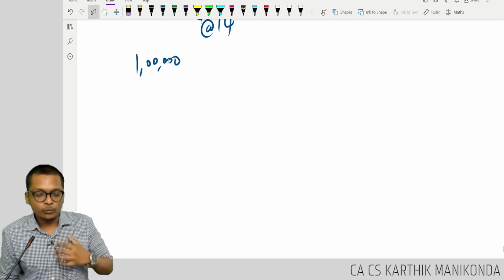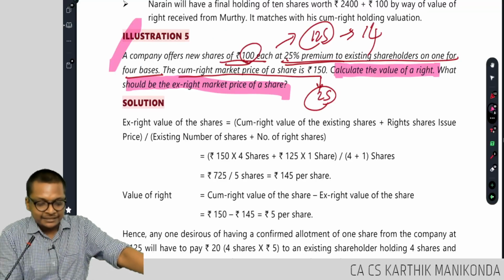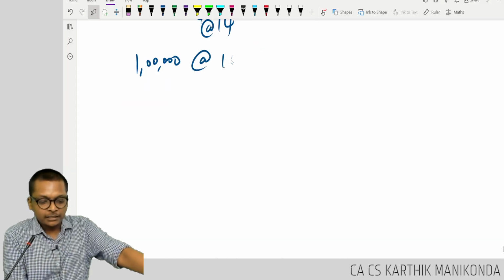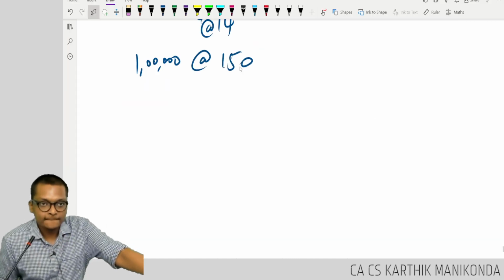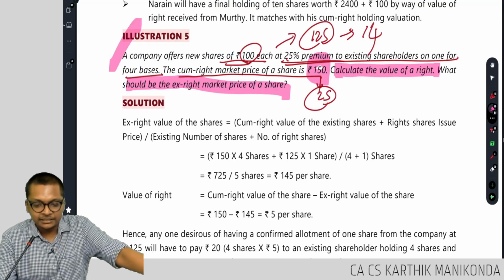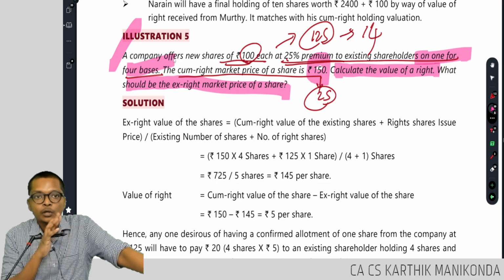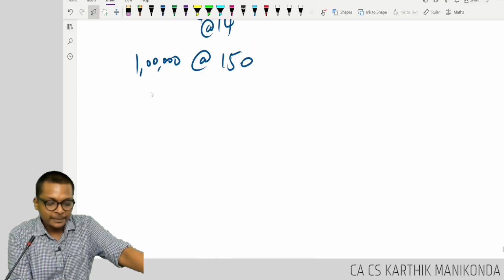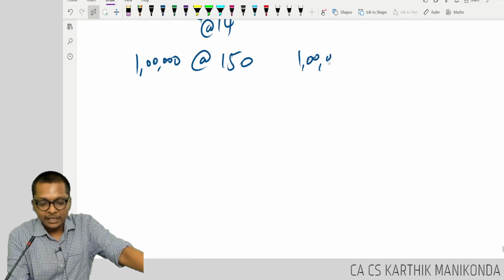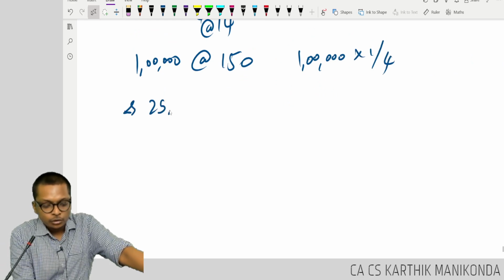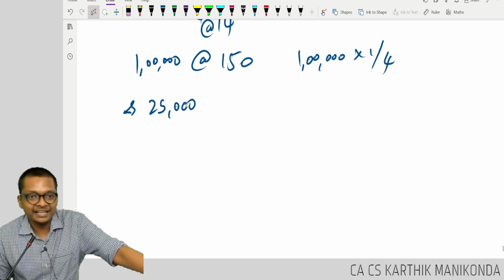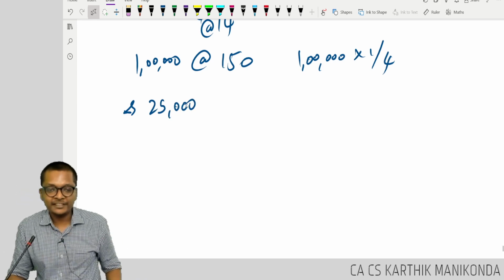Okay. So 1 lakh shares, and the market price in this question is how much, guys? 150. 1 lakh at 150. Now how many shares am I getting as rights? 1 for every 4. So it will be 1 lakh into 1 by 4. How many shares? 25,000 shares I will get.